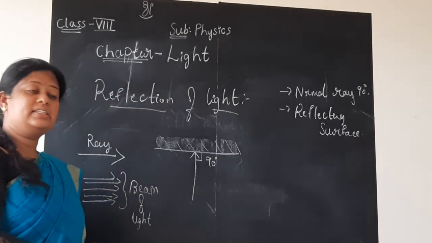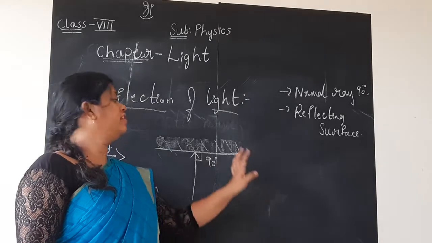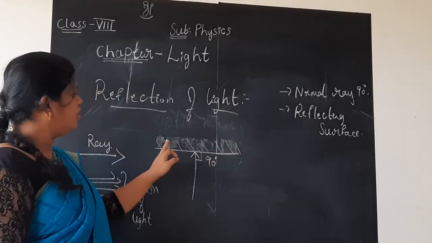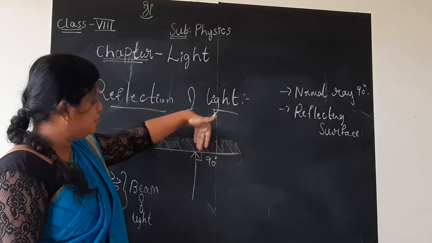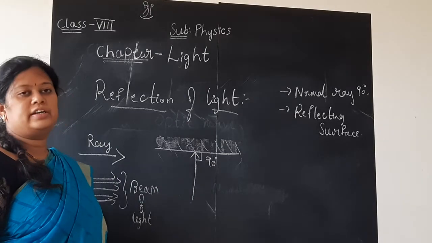What is a reflecting surface? The surface which is available for the process of reflection in that object is the reflecting surface. So for the mirror, the silver polished part cannot reflect the light. The other part is reflecting. That is called the reflecting surface.